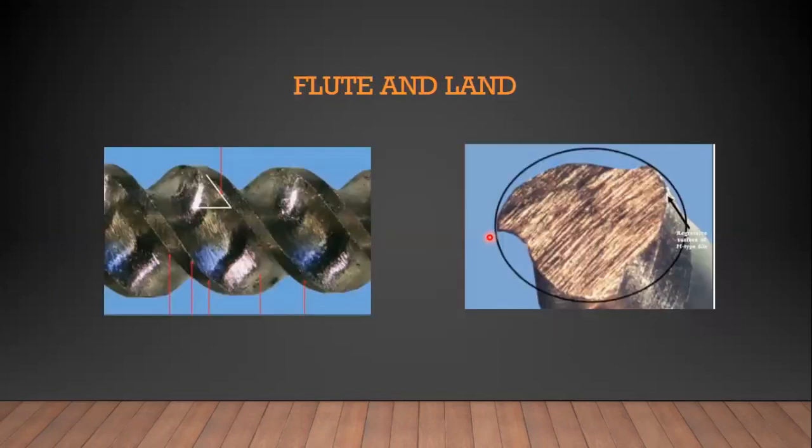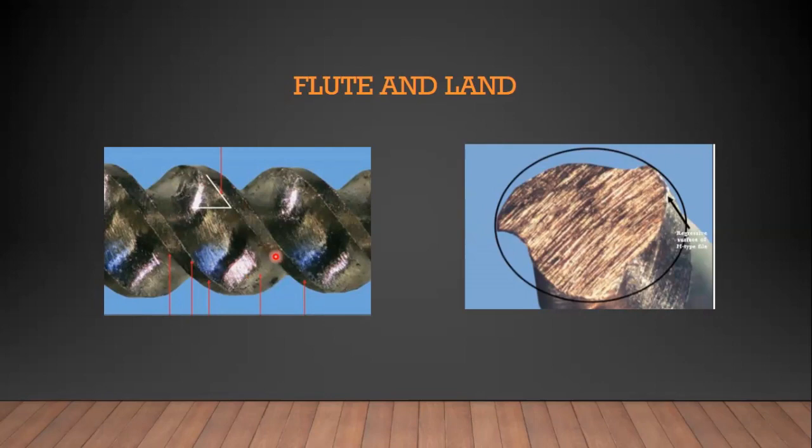Let's take up what are flutes and land. A flute of a file is a groove in the working surface used to collect the soft tissue and the dentinal chips removed from the wall of the canal. The sharpness and the effectiveness depend upon the width, depth, and the configuration of the flutes.